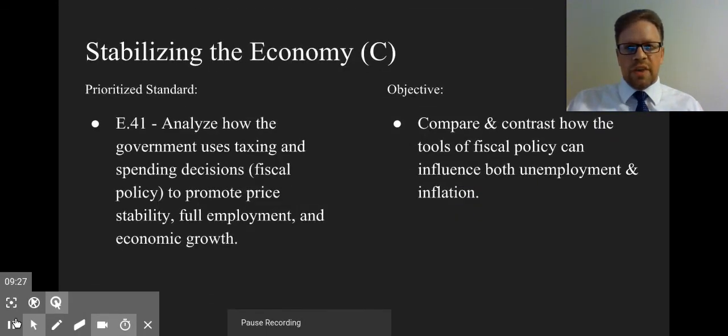All right, that concludes Stabilizing the Economy, Section C, Tools of Fiscal Policy lecture. Our prioritized standard is Economic Standard 41. And objectively, now you can compare and contrast how the tools of fiscal policy can influence both unemployment and inflation.